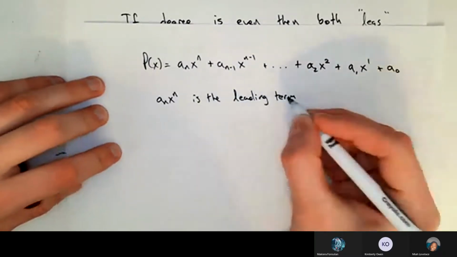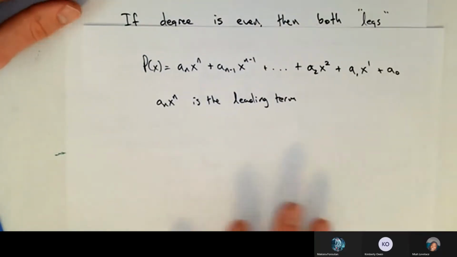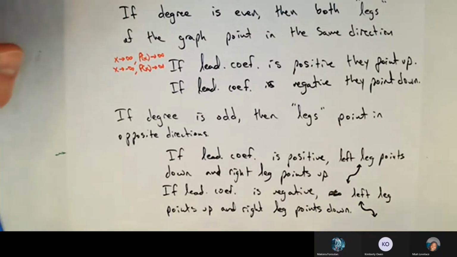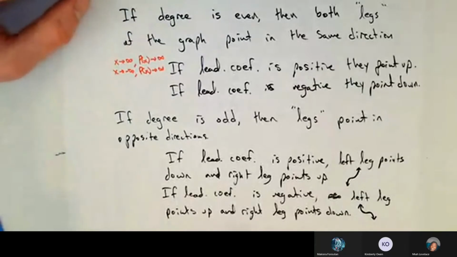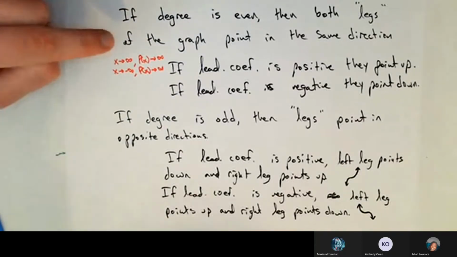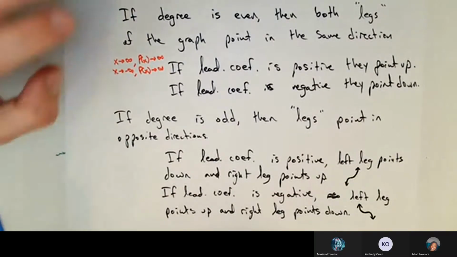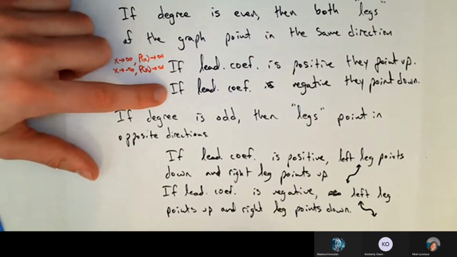And just by looking at the polynomial and seeing its leading term, we can have all of this information here, which we talked about last time, so I'm not going to spend too much time letting you write this down because you already have it from last time. But just recall that if the degree is even, that means that both legs of the graph are pointing in the same direction, either both pointing up if the leading coefficient is positive, or both pointing down if the leading coefficient is negative.